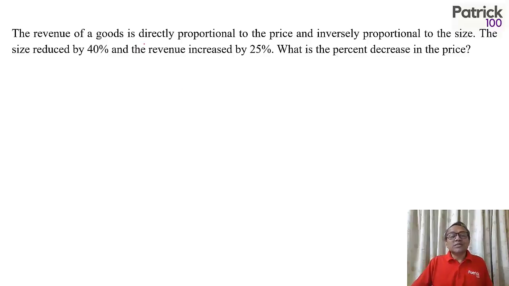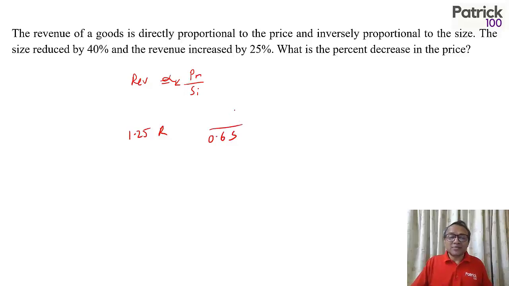The revenue of goods is divided proportionately to the price and inversely proportional to the size. So revenue is directly proportional to price and inversely proportional to size. Let me say P upon S, right? Now they said the new revenue has increased. So let's say equal to whatever K, etc. The new revenue has increased by 25%. So let's say 1.25 is the new revenue, right? And size is reduced by 40%. So size becomes 60%. So 0.6 is the size.